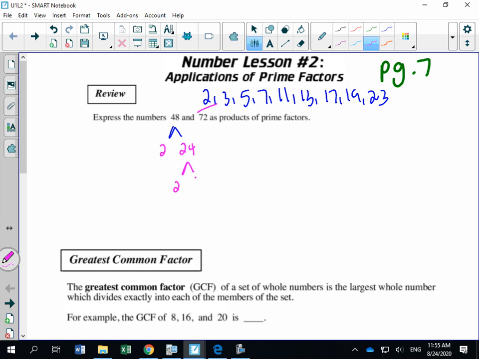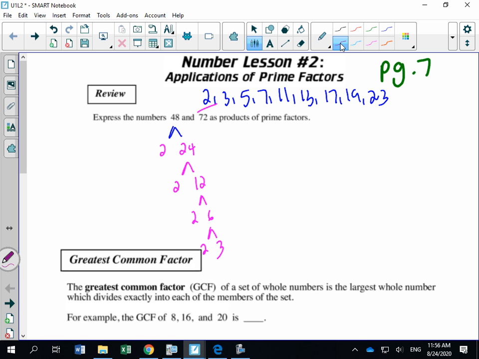So 24 divided by 2 is 12. 12 divided by 2 is 6. 6 divided by 2 is 3. And I'm completely done the number 48 because this last number is a prime number. You always have to go until that last number is a prime number.